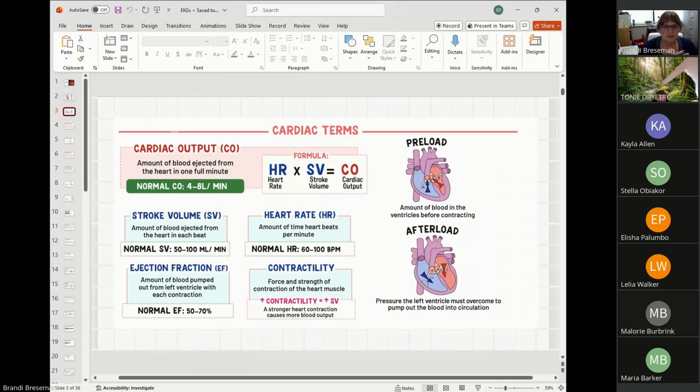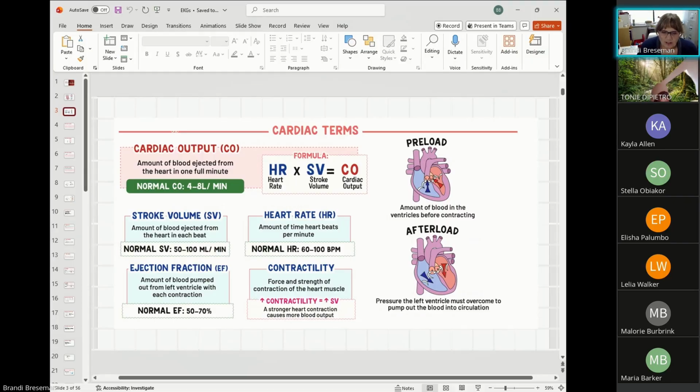So we've already talked about these, but I just want to reiterate them. Your cardiac output is the amount of blood ejected from the heart in 1 full minute. It is determined by the heart rate multiplied by the stroke volume. The stroke volume is the amount of blood ejected from the heart in 1 beat. Heart rate is the number of times the heart beats per minute.